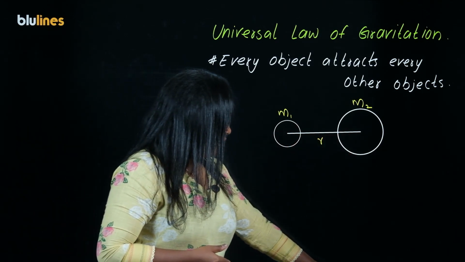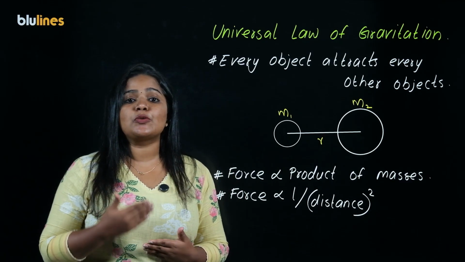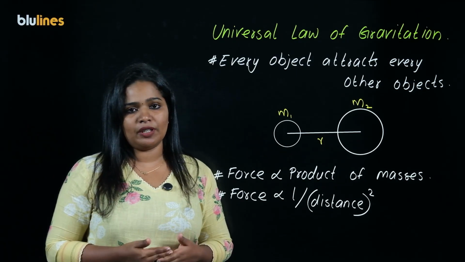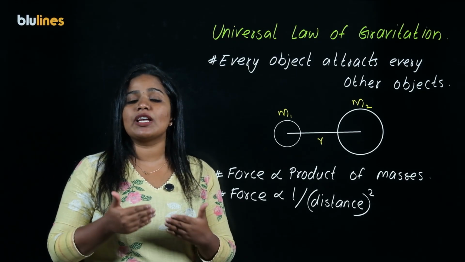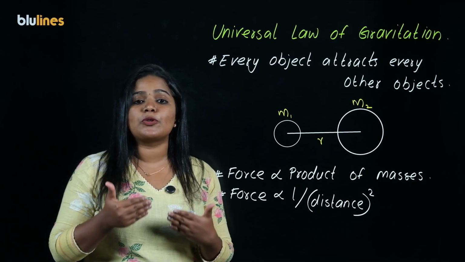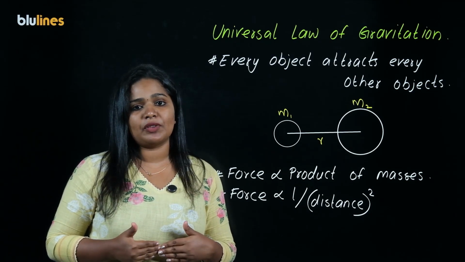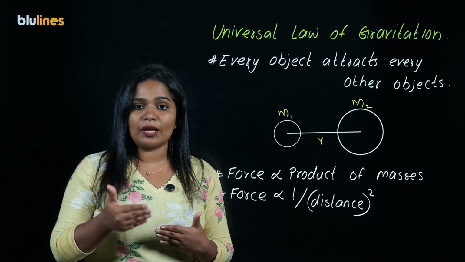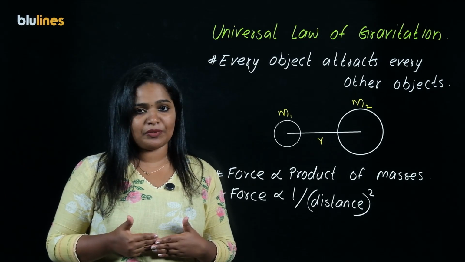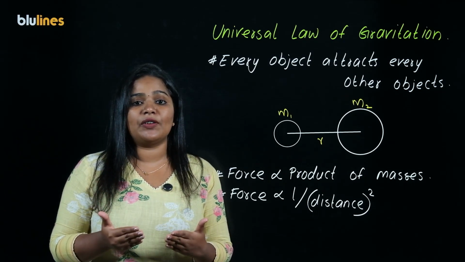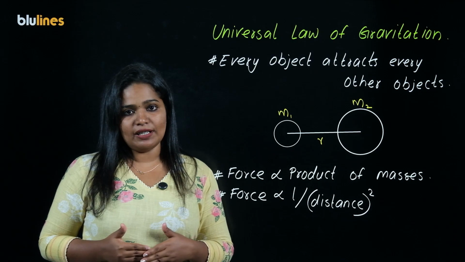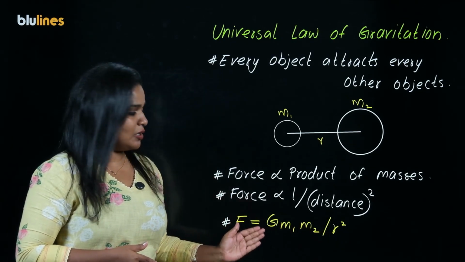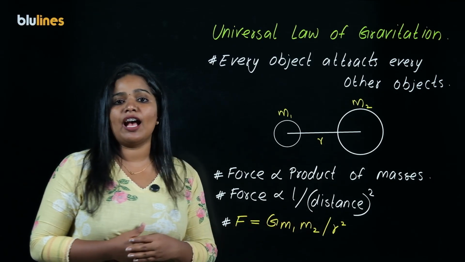According to this law, the force is directly proportional to the product of the masses, that is F proportional to m1 into m2, and inversely proportional to the square of the distance between them, that is F proportional to 1 by r square. We can combine these relations to get F proportional to m1 m2 divided by r square. We can change this into an equation by giving a proportionality constant, which is G here. So we get the equation as F is equal to G into m1 m2 divided by r square.